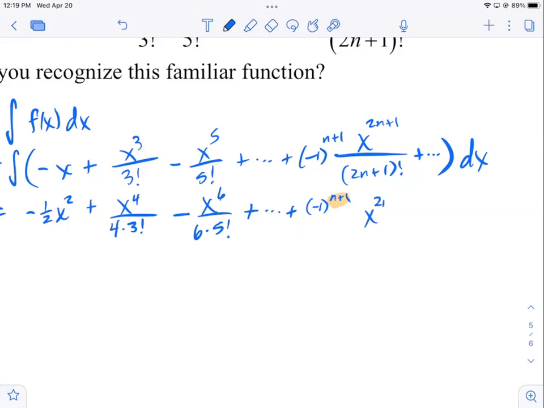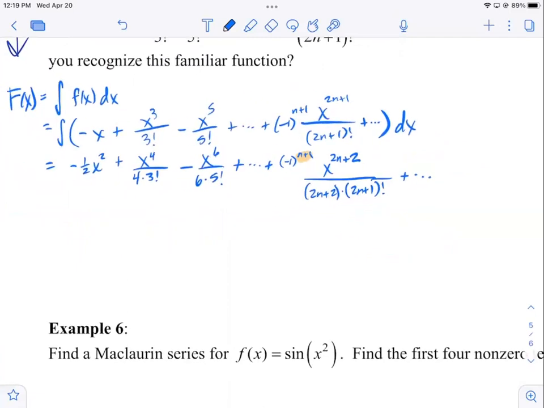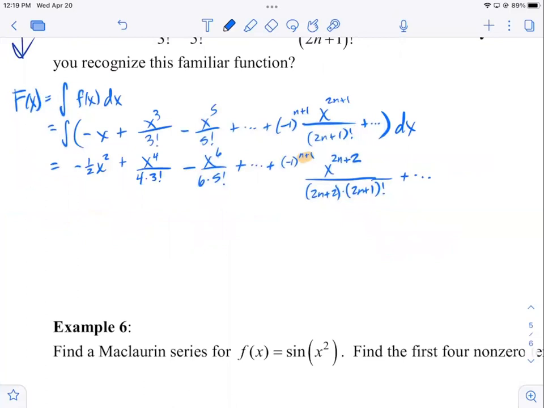I take the x and I add 1 to the exponent. So what's 2n plus 1 plus 1? 2n plus 2. And then I divide by the new exponent, 2n plus 2. And then I put the coefficient that was there already, which is 2n plus 1 factorial on the bottom. And then plus dot, dot, dot. And then what are we going to have to put eventually? Plus c. So now plus c.